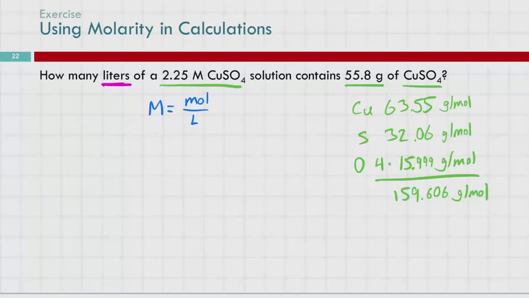We should start with grams because molarity is secretly moles per liter. Grams is a singular unit. So 55.8 grams CuSO4. And our goal is to get to liters. To get liters, we would need the other 2 things. We would need moles, we would need molarity. We have molarity. We don't have moles, but we can use grams to get to moles.